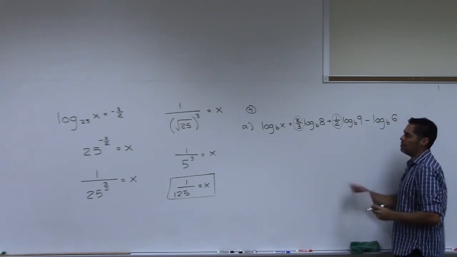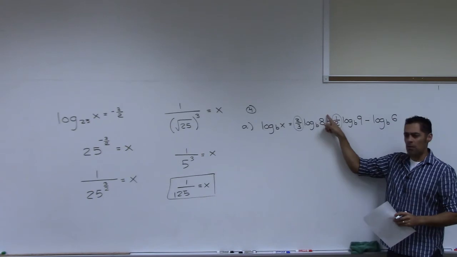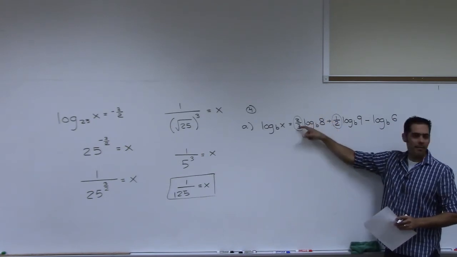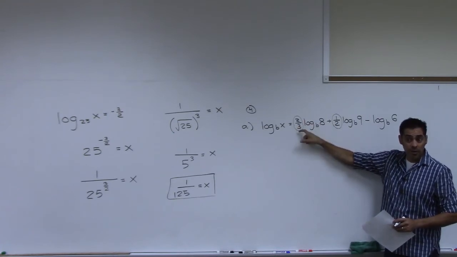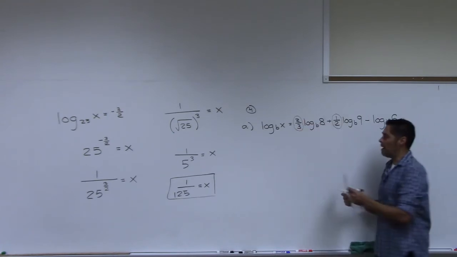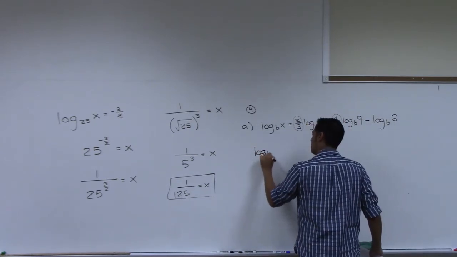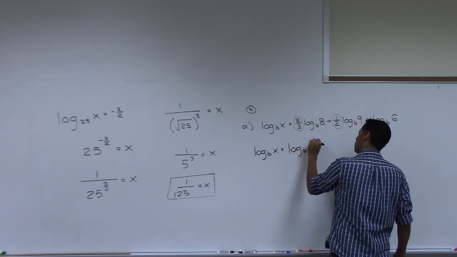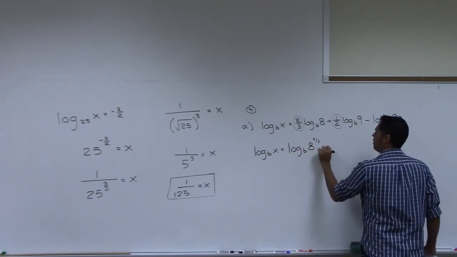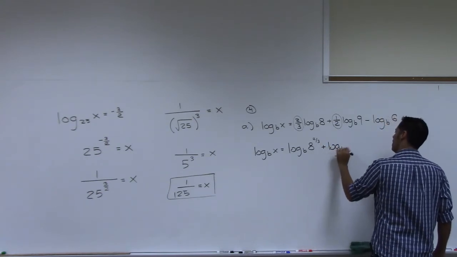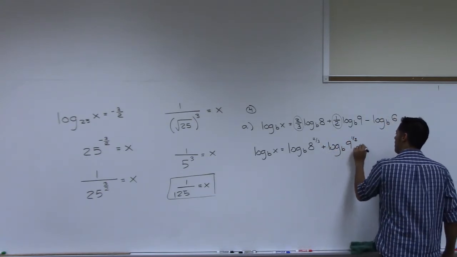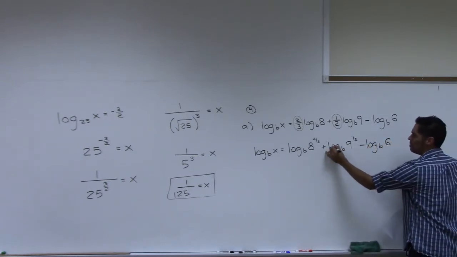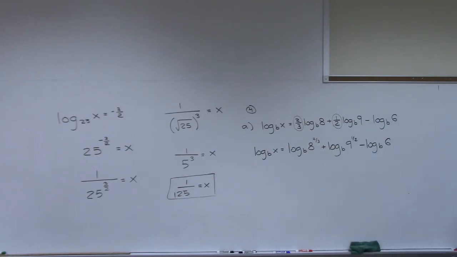So do you remember what we do with these numbers? Push them up as powers on these numbers. So we're using one of the properties of logs, that if you have a power out here, it can come out front. We're doing the reverse of that. We're taking the number out front and pushing it up as a power. So we're going to first write log base b of x equals log base b of 8 to the 2/3 plus log base b of 9 to the 1/2, and then minus log base b of 6. So all I've done is push those numbers in front up as powers.